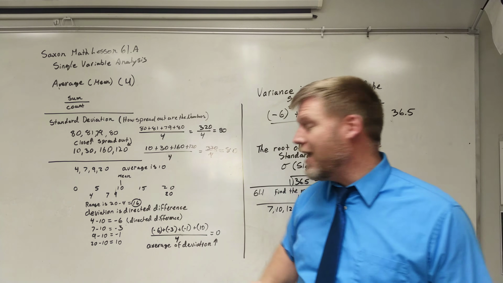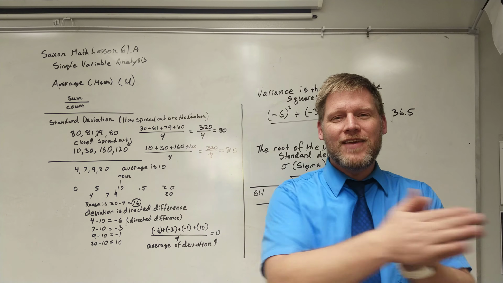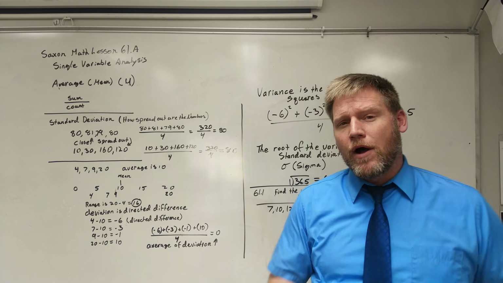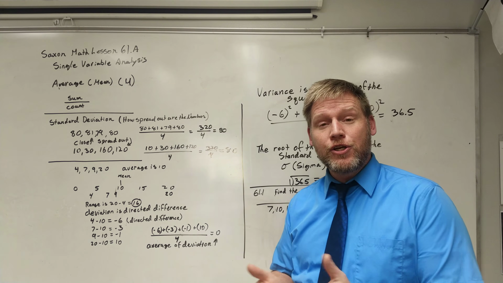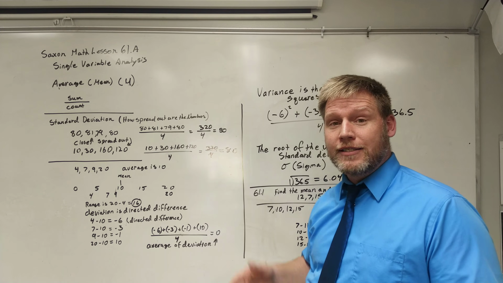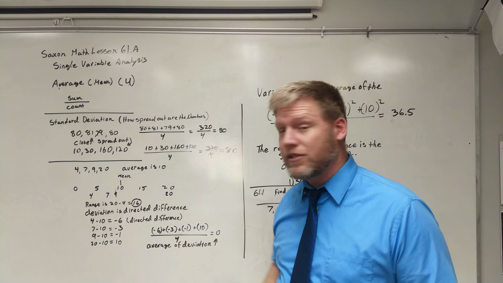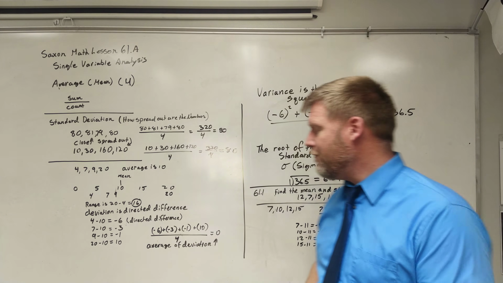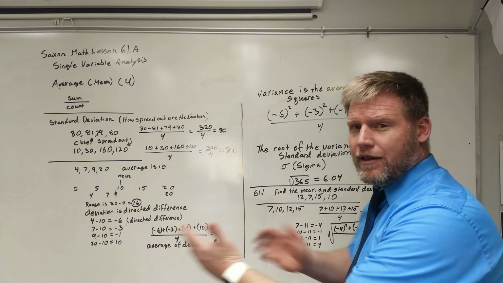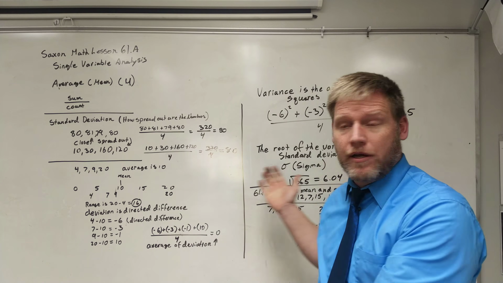You have to know what deviation is. Deviation, how much do I deviate from where I was supposed to be? Well, how much, and it has a direction. Deviation has a direction. Standard deviation does not have a direction. Okay, but deviation does. So it's a directed difference. It's going to have negatives going to the left, positives going to the right, just like a number line.